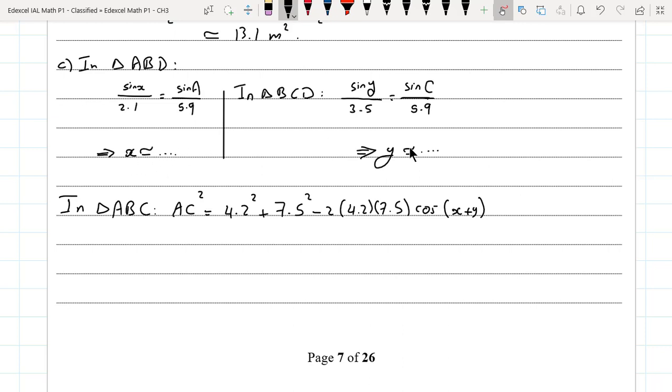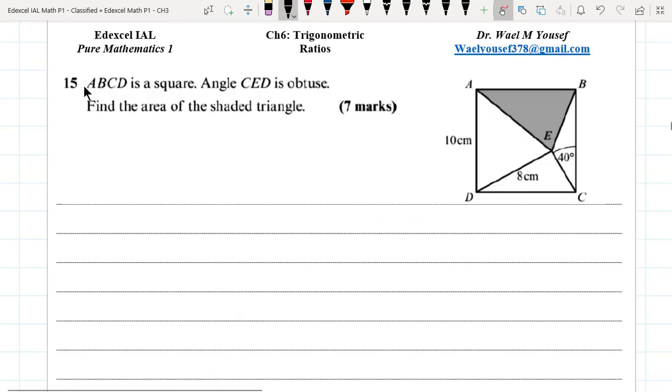I prefer to store our result for x and y and then recall them again in finding AC. And finally, AC should be 5.15 meters to three significant figures.